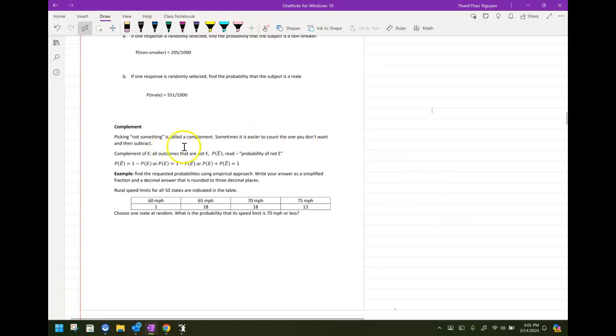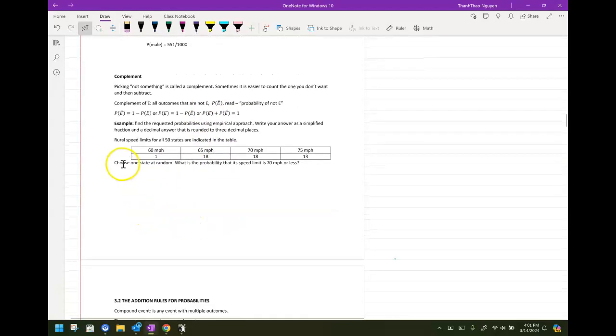Complement. To pick not something is called a complement. Sometimes it's easier to count the one you don't want and then subtract, right? Say, for example, in this case, we choose one at random. What is the probability that the speed limit is 70 miles per hour or less? Well, I can calculate this by taking 1 minus the probability of more than 70. And according to our table, more than 70 is 13 out of 50 states. And that gives the probability of the speed limit being 70 miles per hour or less.